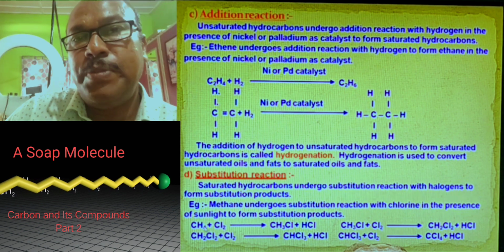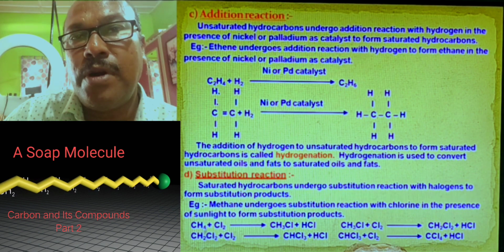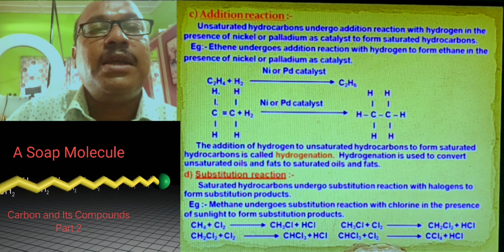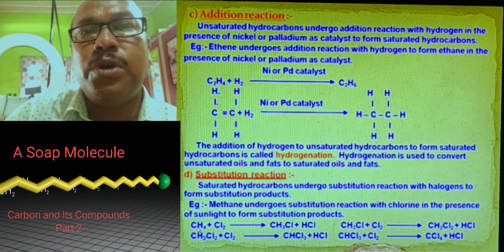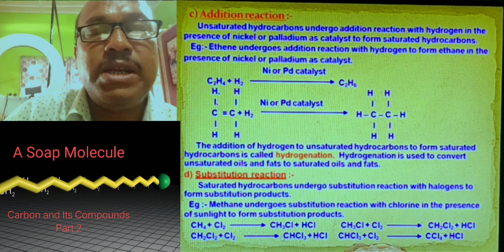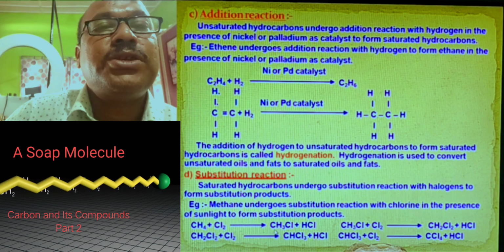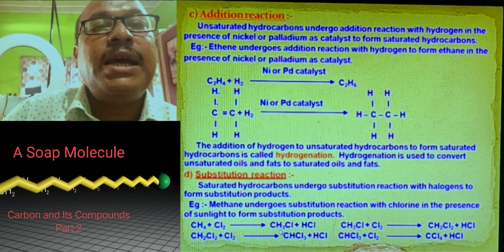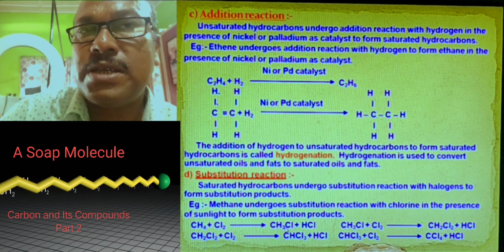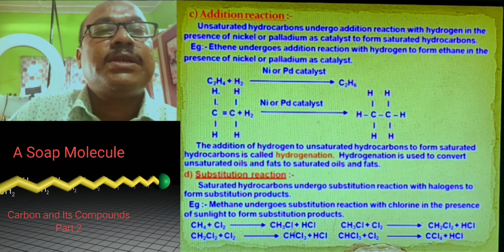Then chlorine will replace 1 hydrogen from this methane and will form CH3Cl. Earlier it was CH4. So from CH4 1 hydrogen is removed, and in place of that 1 chlorine has entered and has become CH3Cl. This is called chloromethane, and hydrochloric acid is formed. This type of chemical reaction is called a substitution reaction.